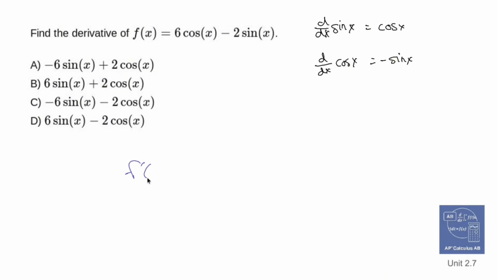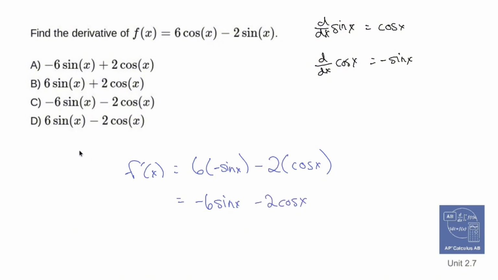So f prime of x is going to be 6 times the derivative of cosine x. So since the derivative of cosine x is going to be negative sine x, I just multiply 6 to it, right? Then we have minus 2. The derivative of sine x is just going to be cos x, right? So when I simplify things and make things look a little bit prettier, this would be negative 6 sine x minus 2 cos x, and that is going to be C.